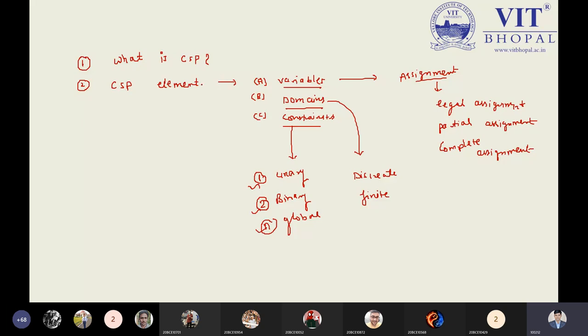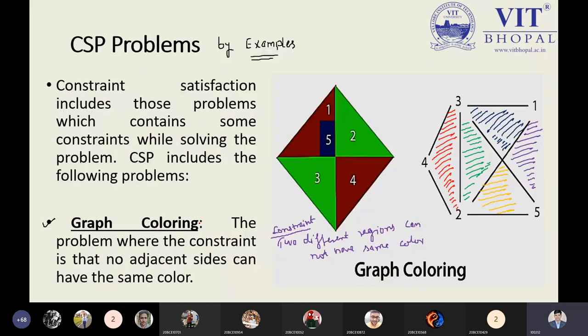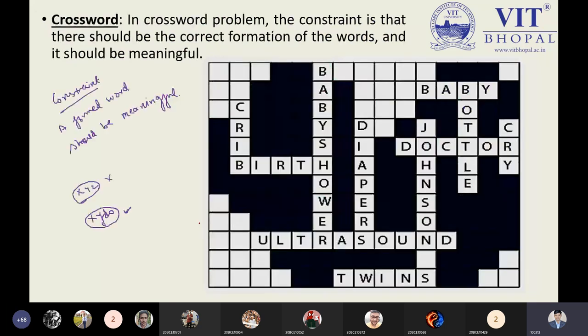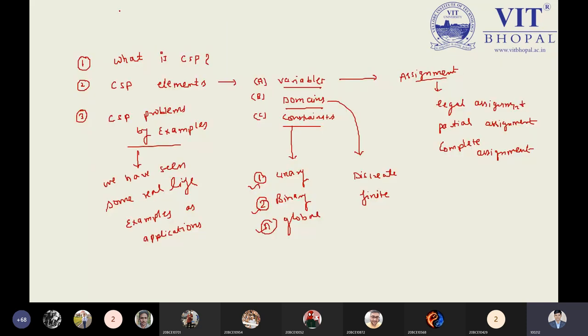After all these points, what we have covered, we will try to find the point, that is CSP problems via examples. Here we have seen some real life examples as applications, we can say. So in the exam, if I ask this question, what are the applications of CSP problems, you need to explain with a graph correctly: Sudoku, the Queen problem, crossword, Latin square, or cryptographic problem. You can explain 3 or 4 depending on the weightage of the question. So this is the summary of our class, what we have covered.